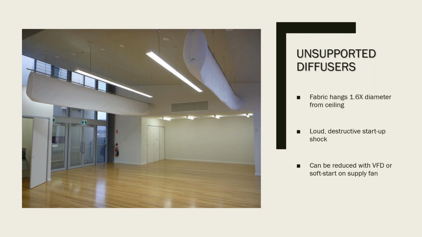Okay, so if there is no soft start or VFD on the unit, you will want to choose an internal support method, especially if you're hanging in between any type of structural members like trusses or beams or anything like that, because you don't want the fabric to droop down onto any of those structural members, because over time it can eventually tear the fabric duct.